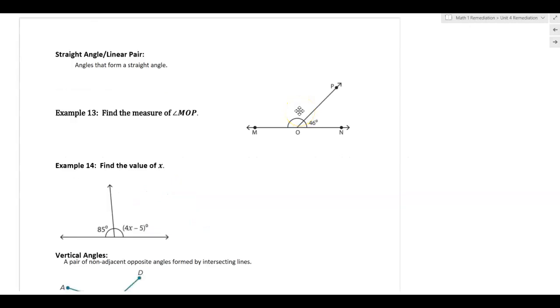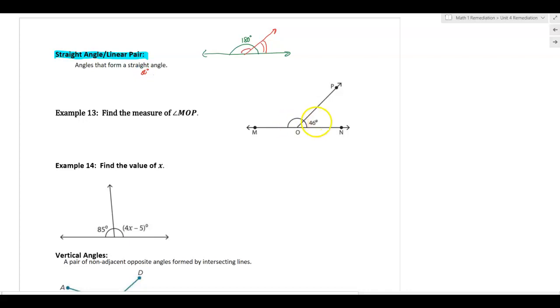So after we talk about supplementary angles, we're going to talk about straight angles or a linear pair. When I look at the measure of a straight angle, I know the measure of a straight angle is 180 degrees. So if I draw a ray or a line through this angle, I know that these two angles will add up to 180. So a straight angle or a linear pair are basically angles that form a straight angle, right, which is 180 degrees.